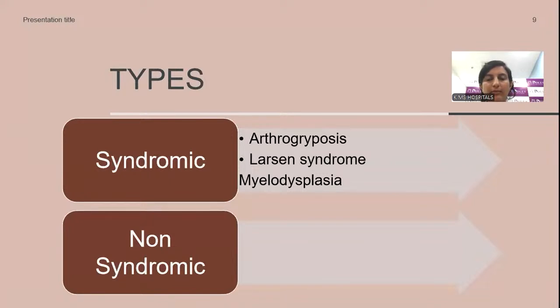DDH can be either syndromic or teratologic, like we have just discussed. It is associated with arthrogryposis, Larsen syndrome, or myelodysplasia, or it can be non-syndromic, because of familial causes, LGA babies, breech presentation, and oligohydramnios.